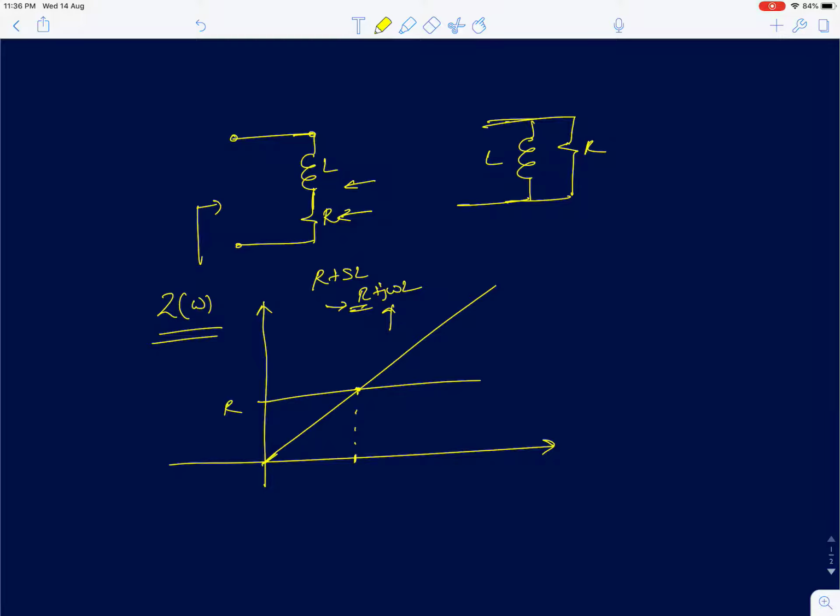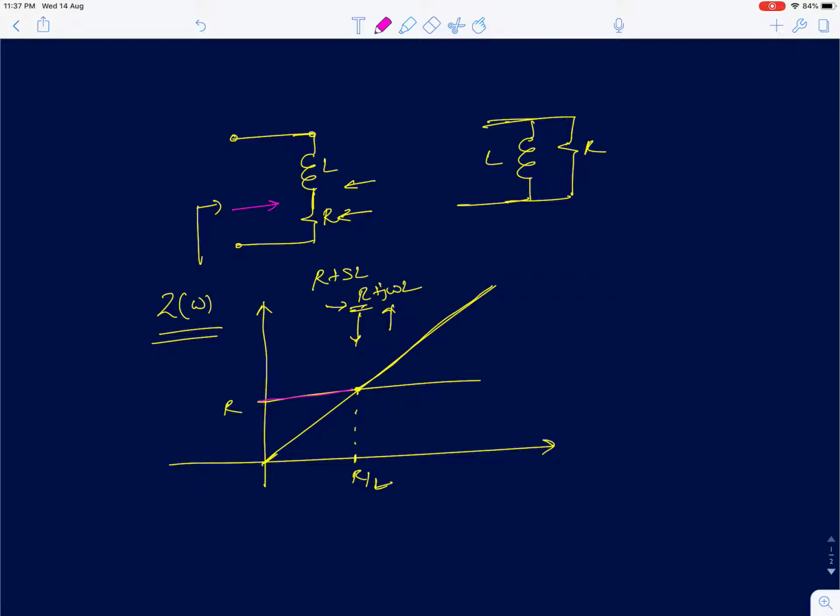Okay. So after the frequency R by L, if I plot this magnitude, it's going to increase linearly. So what this graph shows is that for lower frequencies, a series RL network behaves like a resistor. So always remember, when you add two elements in series, the larger the impedance of the element, that's going to determine the overall impedance of the network. So if I have two elements in series, the element with the larger impedance will dominate the overall impedance.